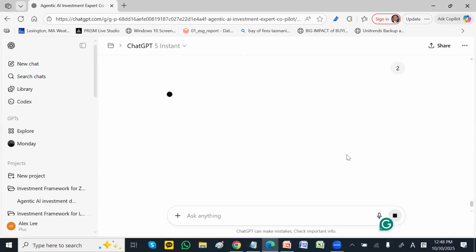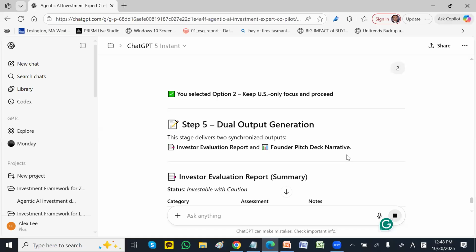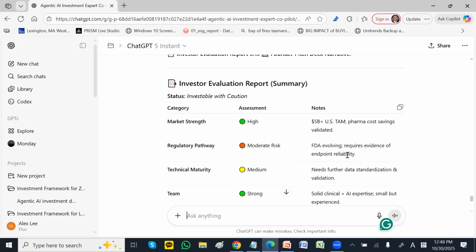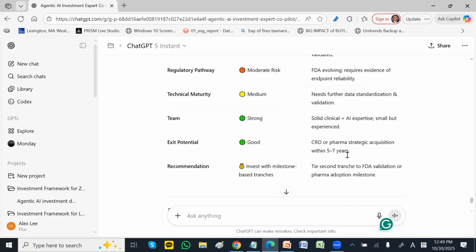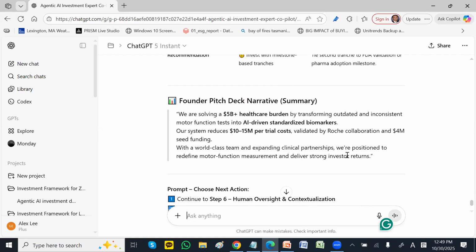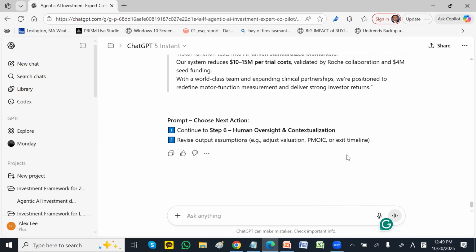Then it outputs. Output means the evaluation report. And then based on the evaluation report, what kind of pitch deck will we bring to the investors' attention, right? So it's a dual-line output: the investor evaluation report and the founder pitch deck narrative, right? And then it can produce a very detailed executive summary of the report, and you can download the PDF.